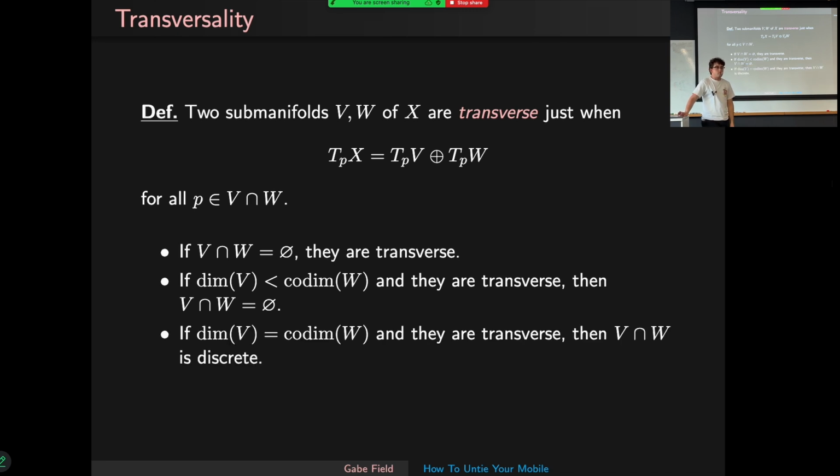Now, in the other extreme case, where the dimension and the codimension match and they are transverse, it turns out that V intersect W is a manifold, and if you count up the right dimension for it, it has to be a zero-dimensional manifold, so countably many discrete points.